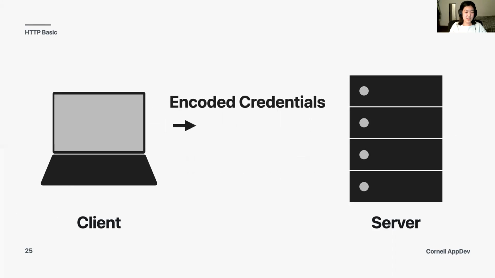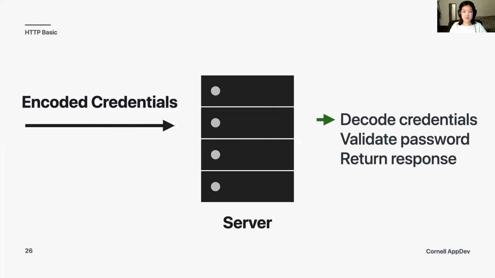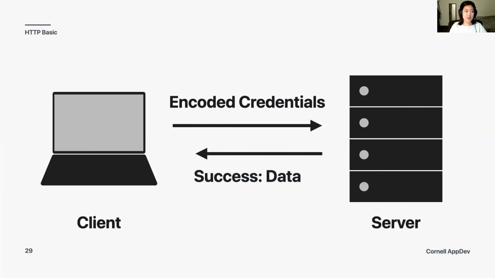That is you. Afterwards, the client will send over its encoded credentials. So that's your base64 encoded username and password to the server when you're trying to log in or make any sort of request. Then the server is going to decode the credentials. Again, very easy to do. It will validate the password, so just check if the password matches the one in the server, and return a response with the data that you're looking for. So this could be like if you go to Google Drive and you're trying to look at your files.